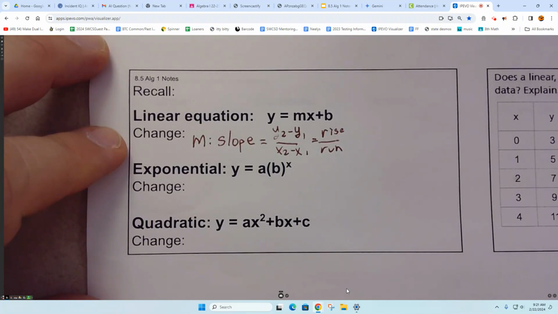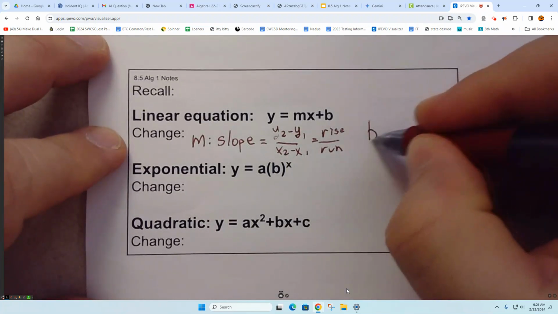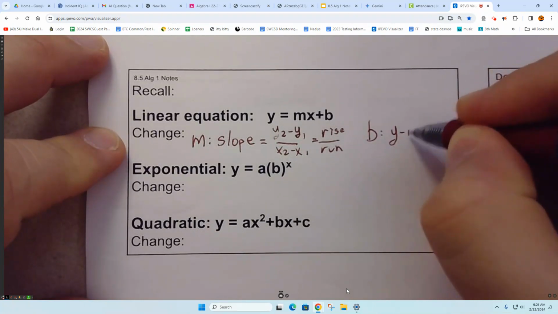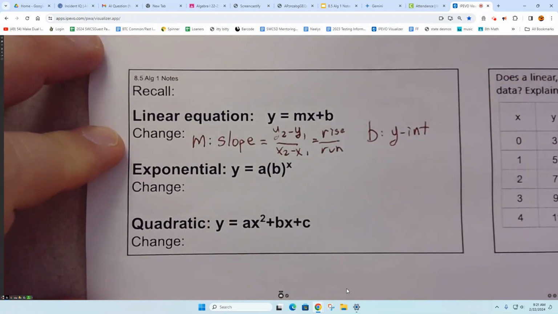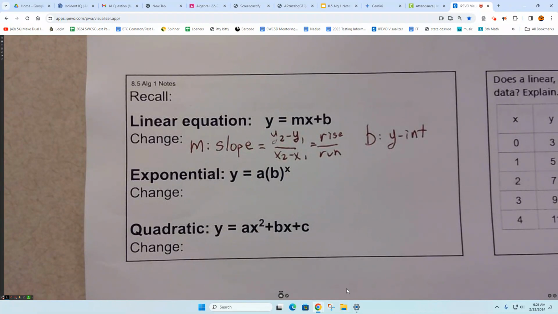So that was the m. What's the other part? What's the b? The y-intercept. And just like we've been doing, anytime you don't know one part, you can plug in an ordered pair and find the other part.